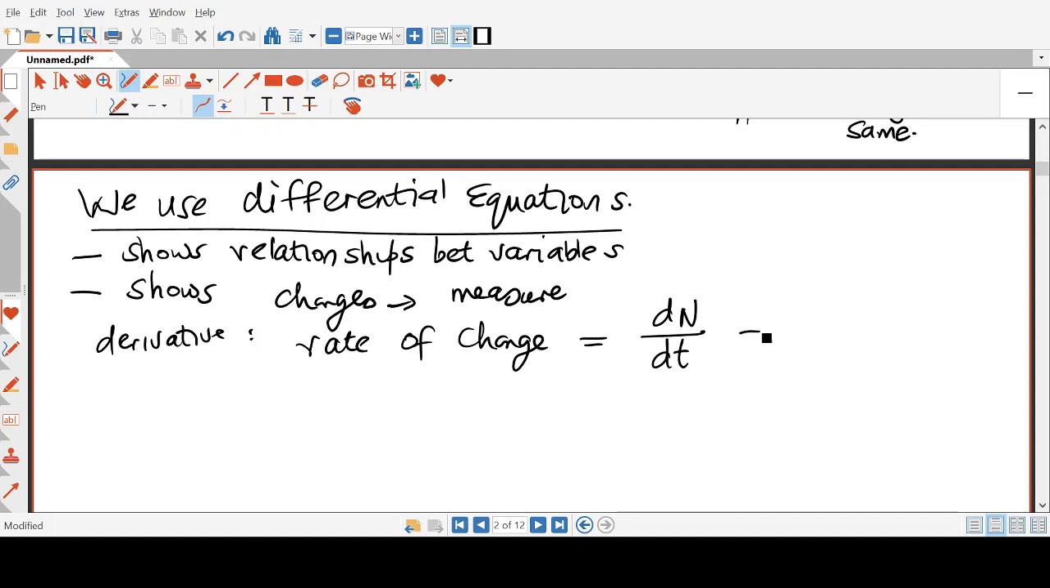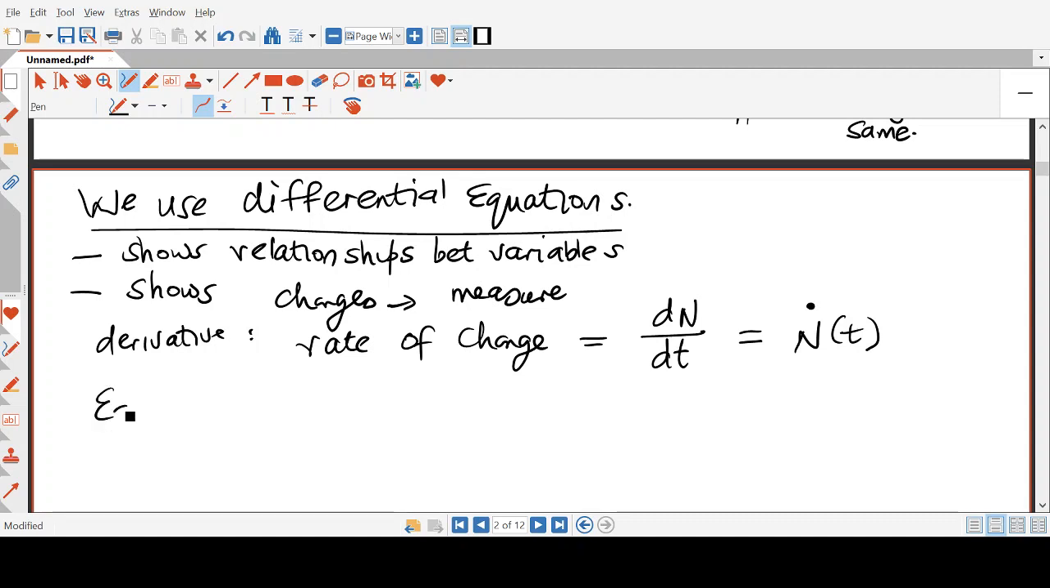So I will sometimes use the symbol n dot. dn/dt, we can use a dot to say derivative. You may not have used dot much in the previous year, but sometimes to shorten things, you can use n dot for dn/dt.